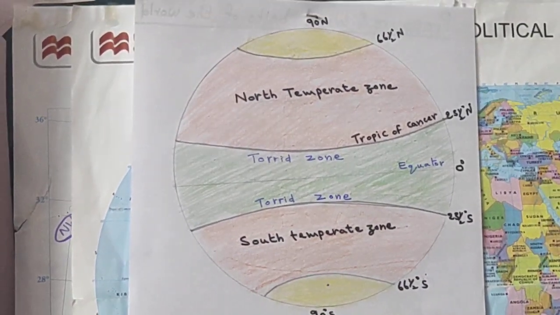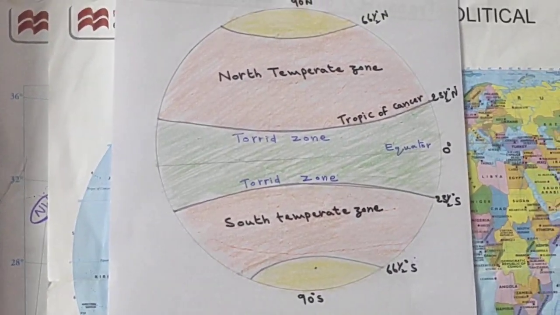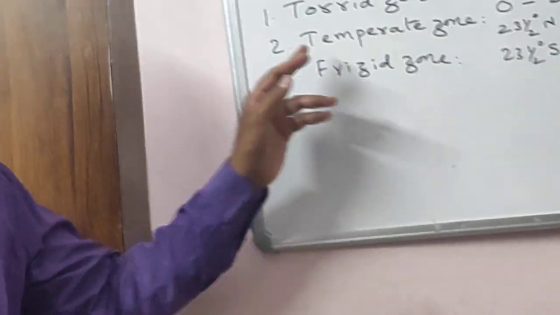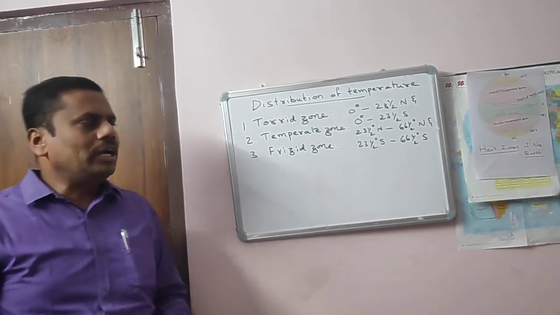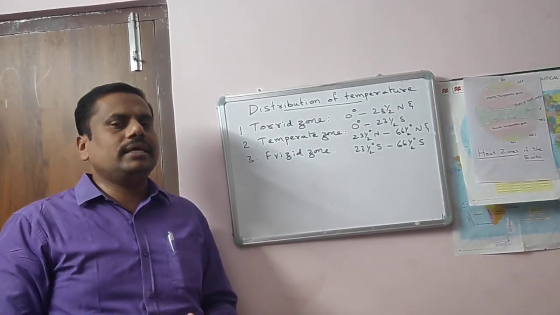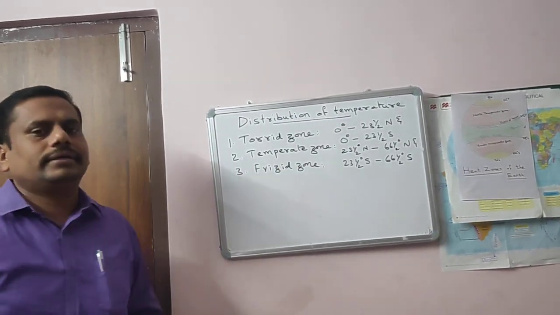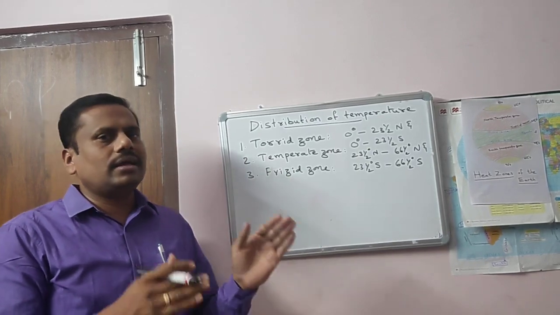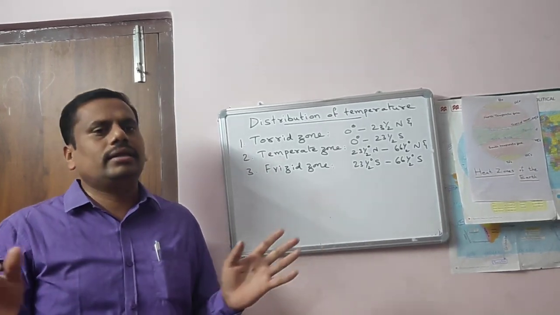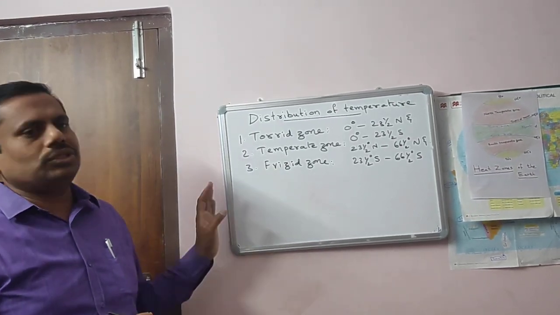Try to understand. This zone is called temperate zone, and in this zone the temperatures are moderate. Why do you find moderate temperatures here? Because the sun's rays fall slantingly. The sun's rays fall slantingly, because of that temperatures are not so high, not so low. The temperatures are moderate. This is the second zone.